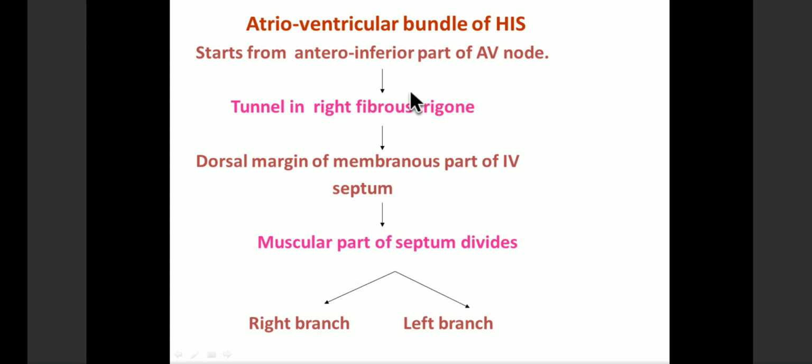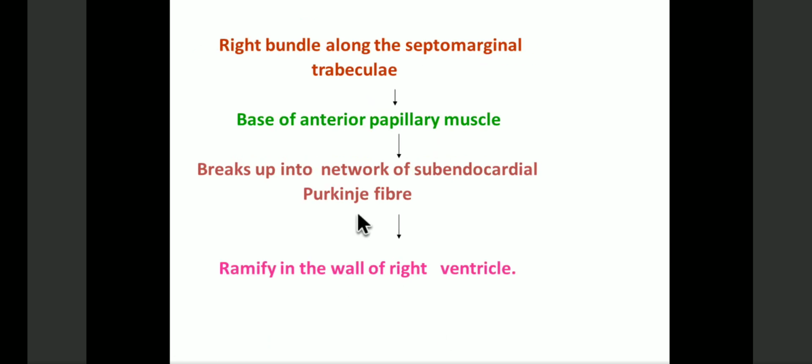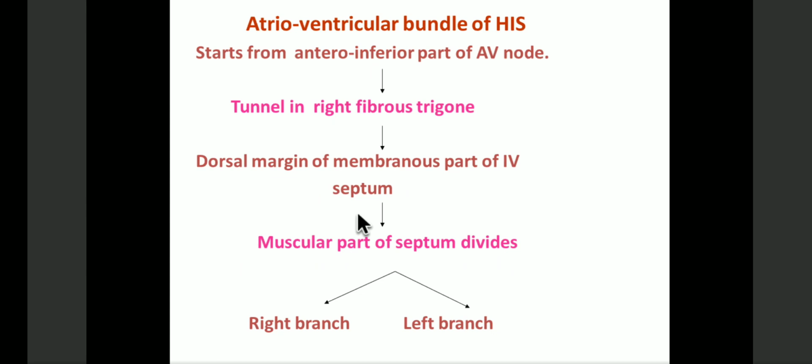This passes to the membranous part of the interventricular septum. If you remember, the interventricular septum has a membranous component and a muscular component. From the membranous part, it reaches the muscular part of the interventricular septum and divides into two branches, right and left. Obviously, the impulse has to start from the SA node to the AV node, and from the AV node to the two ventricles. The impulse has to go.